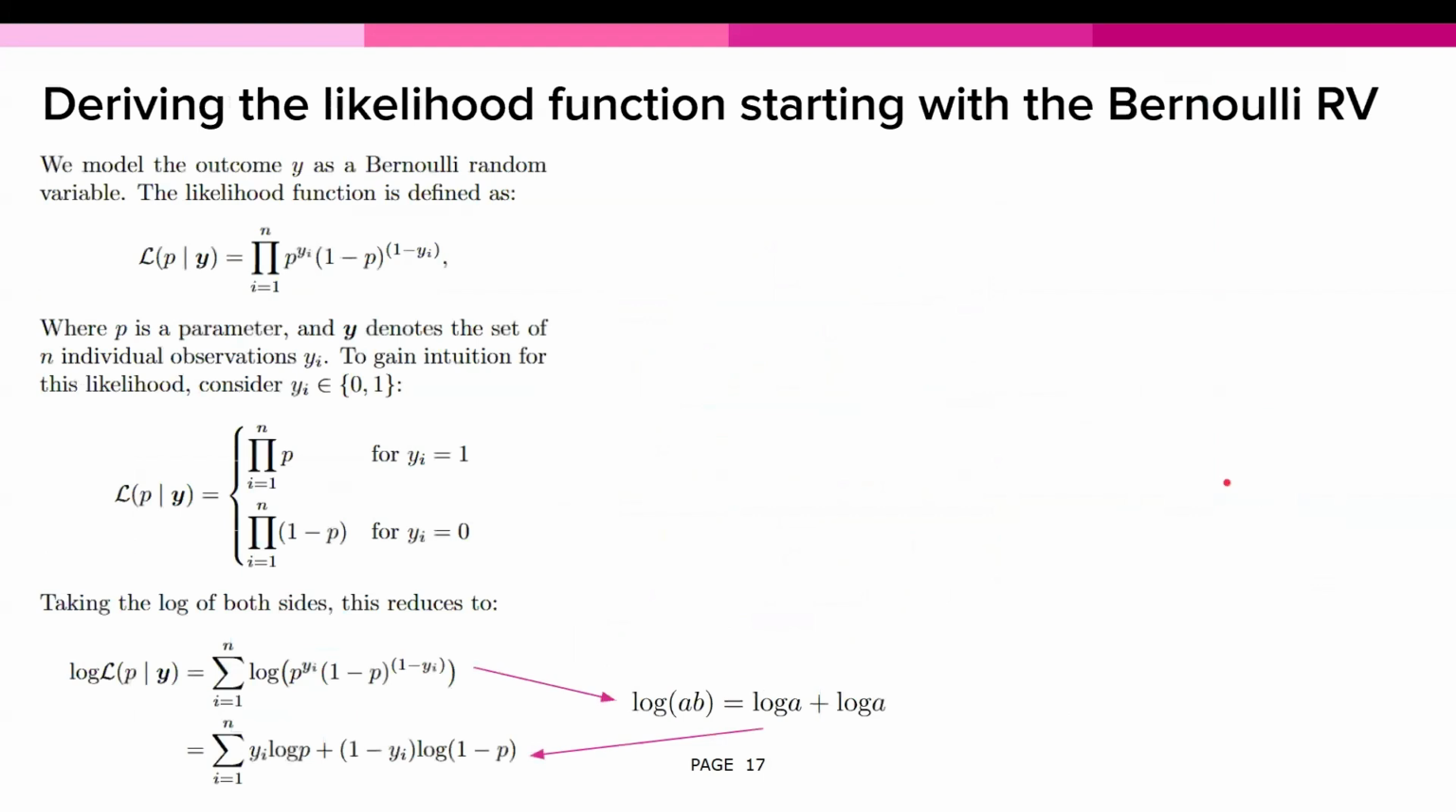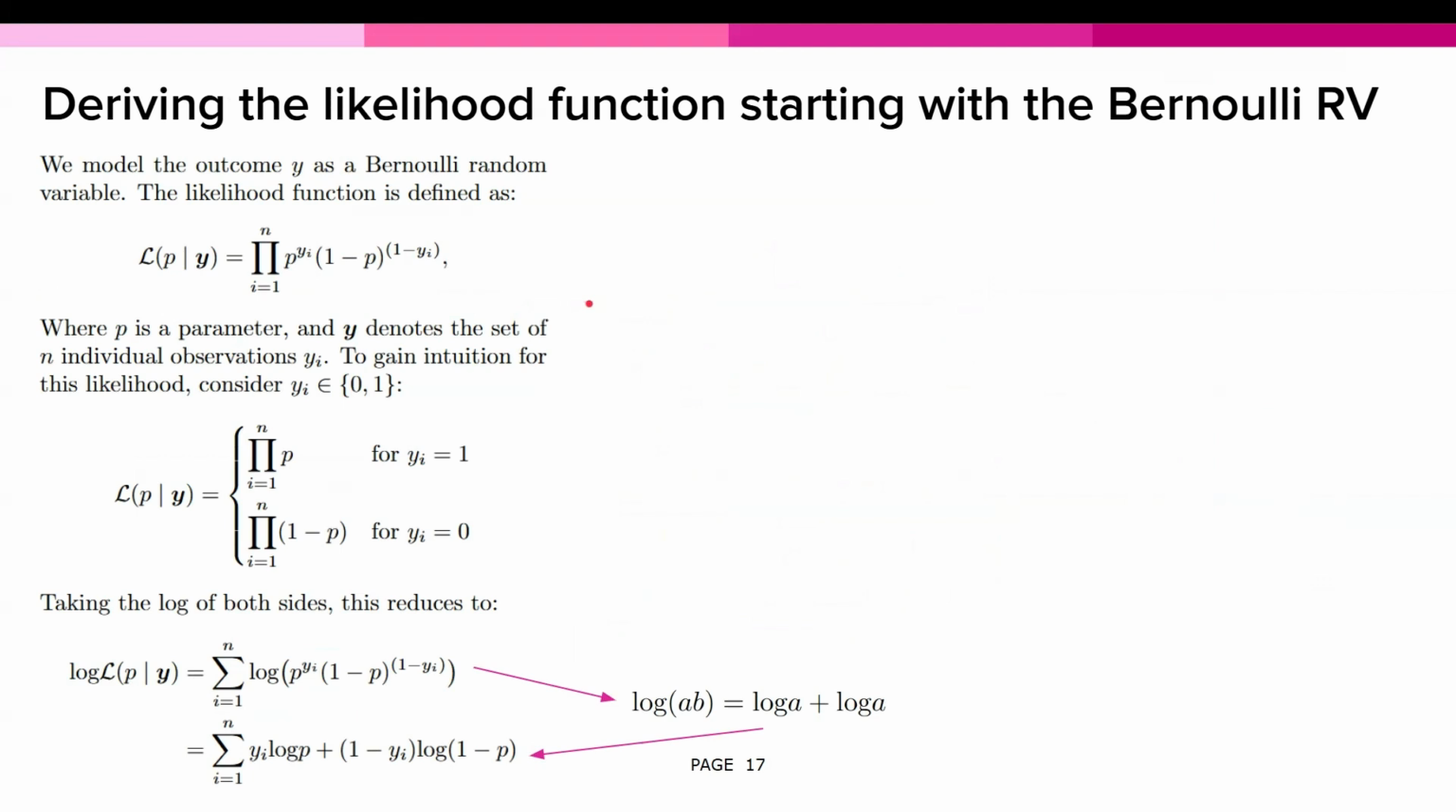Okay, so now that we've got a probabilistic model for our outcome using the Bernoulli random variable, we can use maximum likelihood estimation to solve for the parameters given the data. So as we did for linear regression, let's start off by writing out the likelihood function.